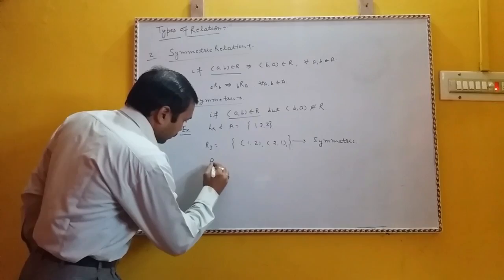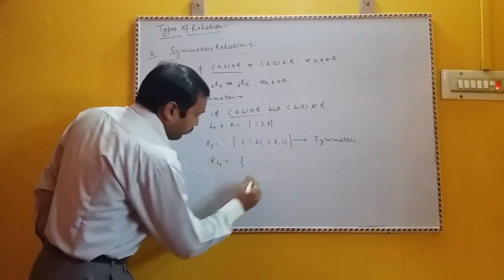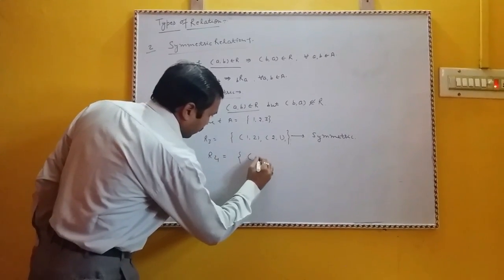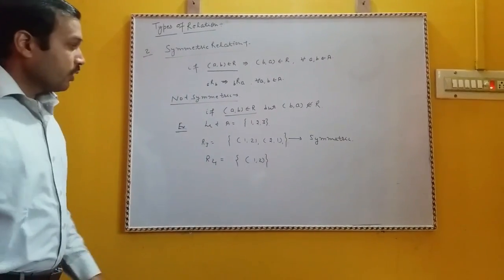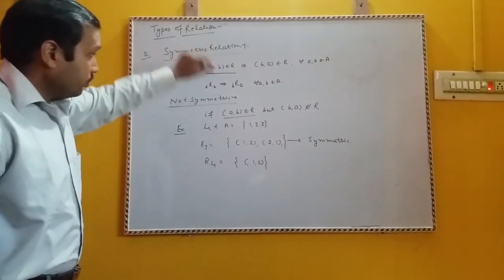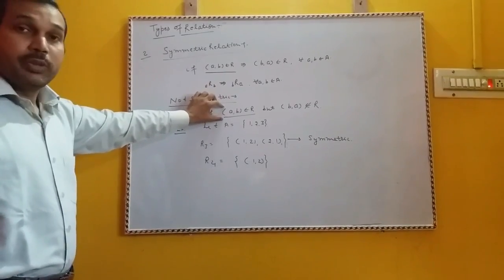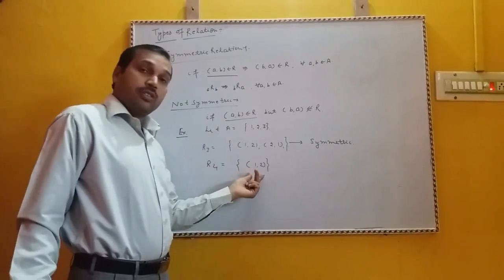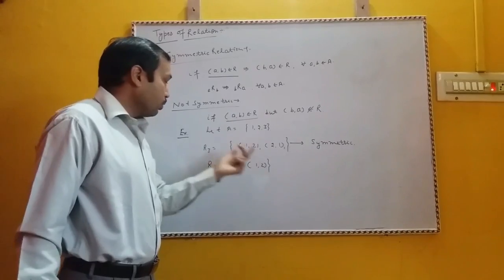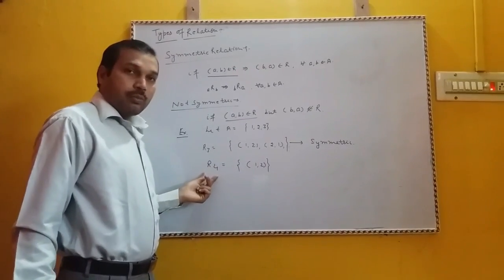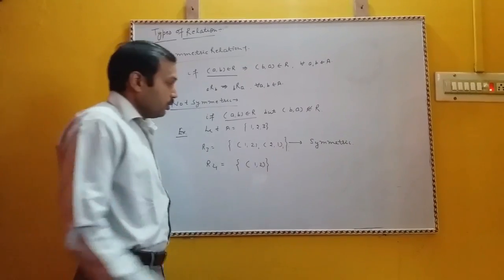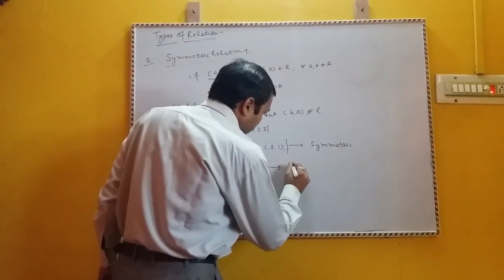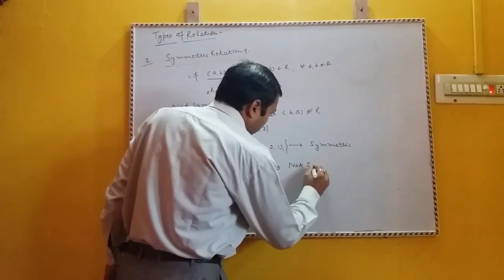Whereas if we write only (1, 2), now here the ordered pair (1, 2) belongs to R, but this R4 does not have (2, 1), so this relation is not symmetric.